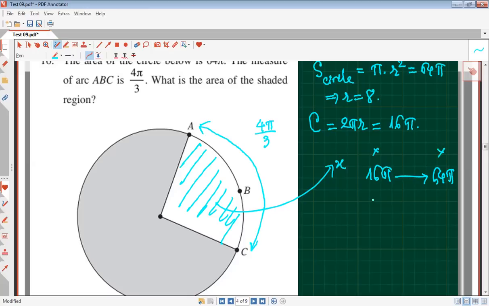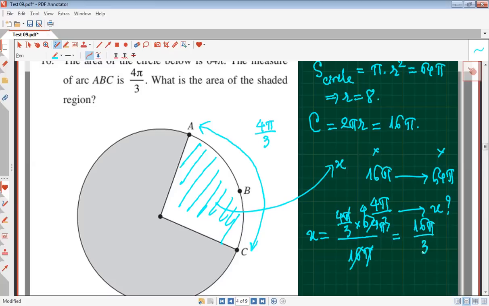And 4 times pi over 3 corresponding to the variable x. We have x equal to 4 times pi over 3 times 64 over 16 pi. We cancel pi. 64 divided by 16 is 4. The final is 16 pi over number 3.